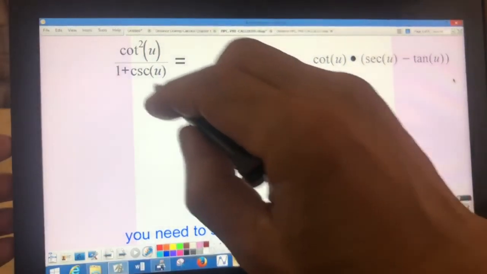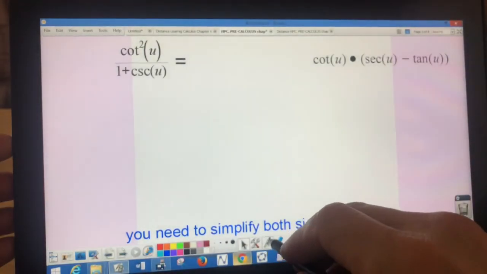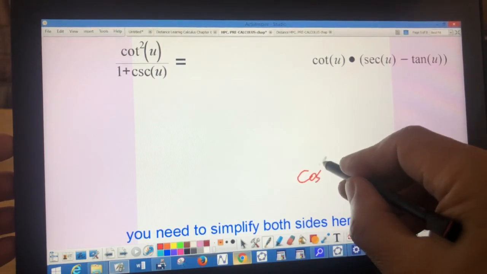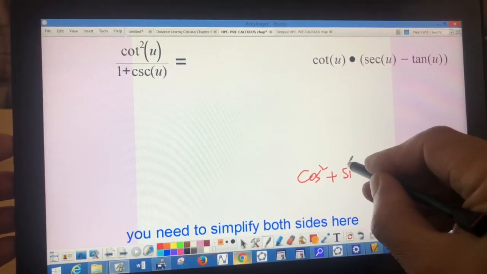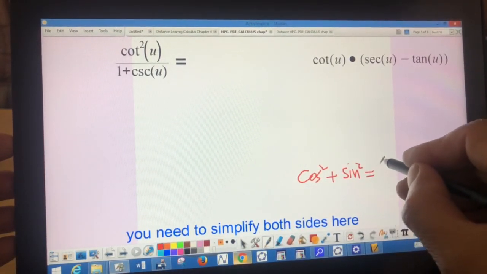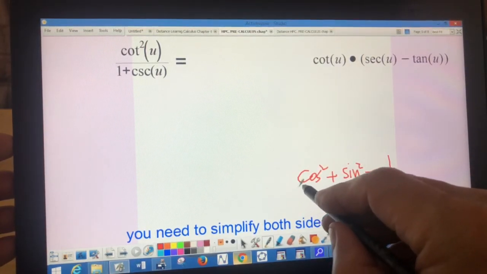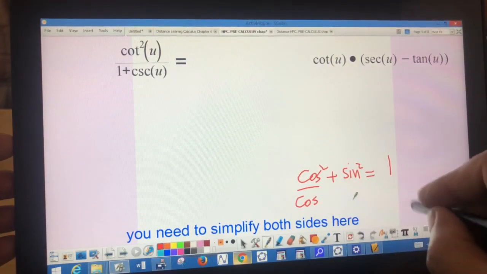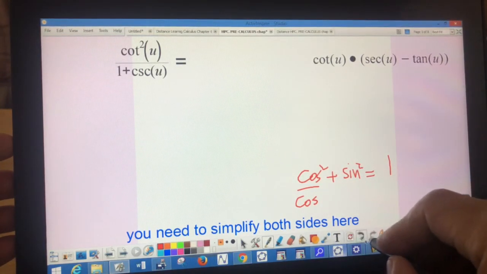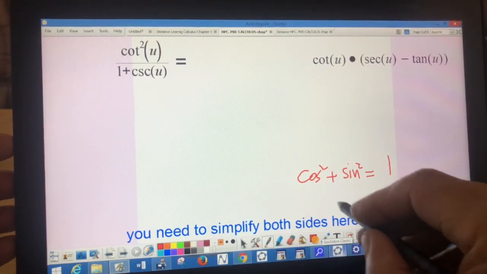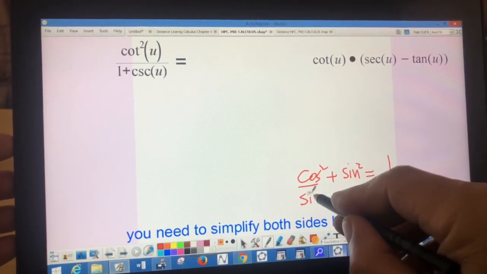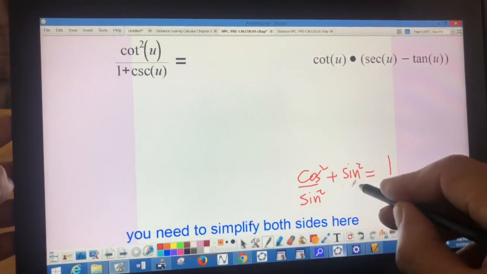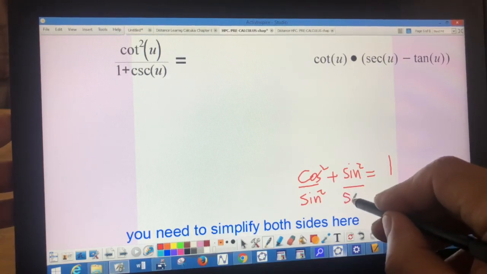Okay? So this right here, cotangent. Now that's a funny thing. Remember cosine square plus sine square equals 1. Now to get cotangent, that means I can divide this by cosine square. Divide by sine square, my bad. So if I divide this by sine square, then I get the cotangent that I see up at the top. You'll see why I'm doing this. Okay, just bear with me for a little bit.